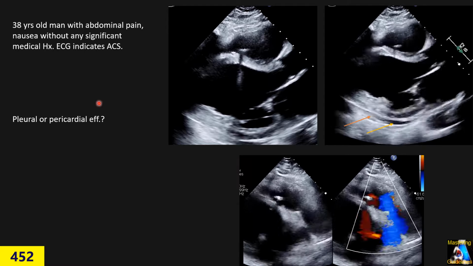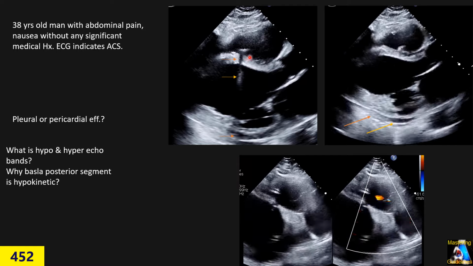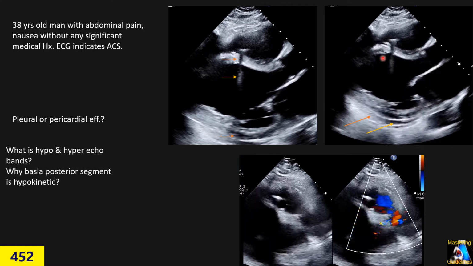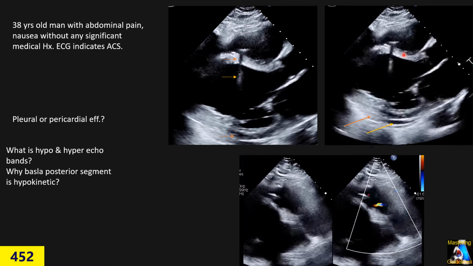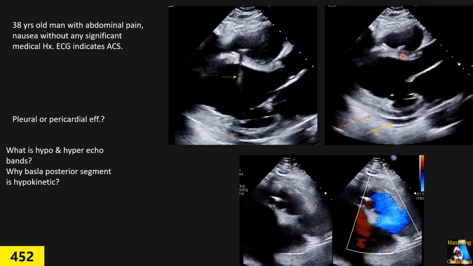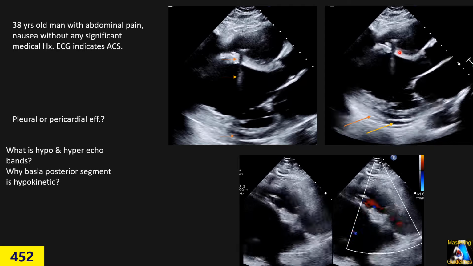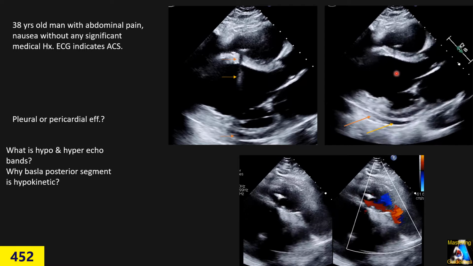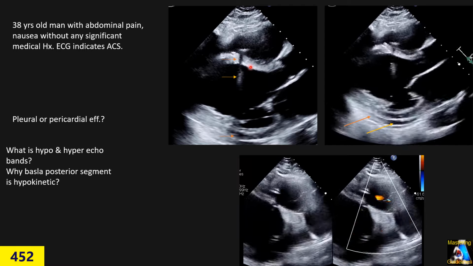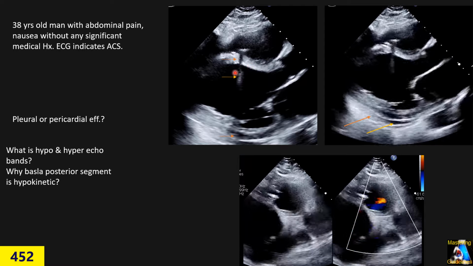Second, what are these bands here at the septum? We have an anechoic structure, or very hypoechoic or anechoic band, on the septum and hyperechoic on the left ventricle. What is the entity of each of them?